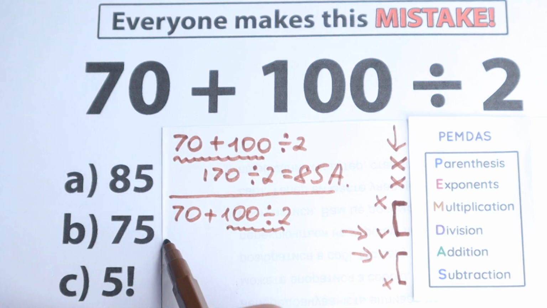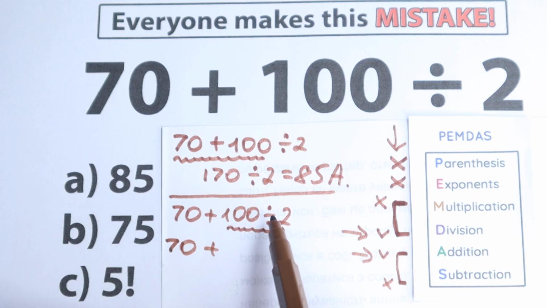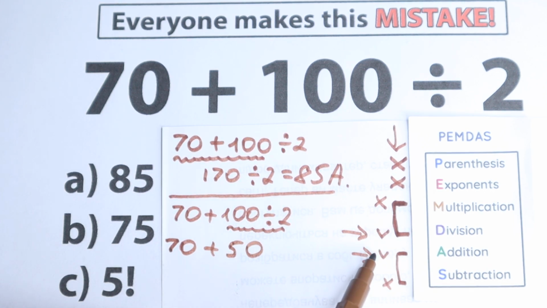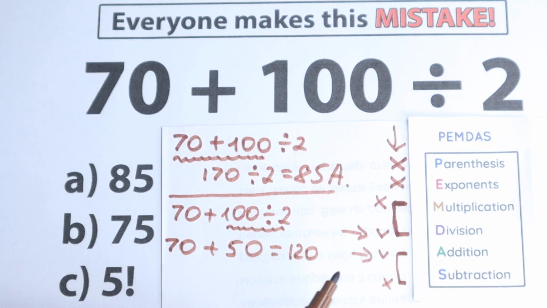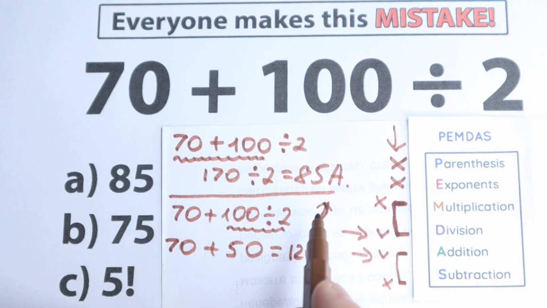So let's divide. We have 70 plus 100 divided by 2. This is 50. So we complete this division part, and then the last step is the addition part. 70 plus 50 equals 120. And one really important moment: we don't see 120 among these options, and then one part of students goes back to the answer 85, which is option A.